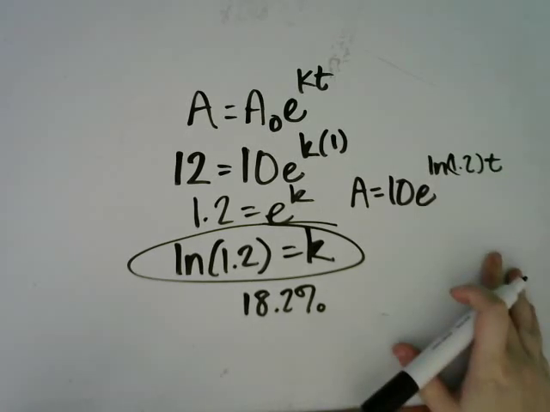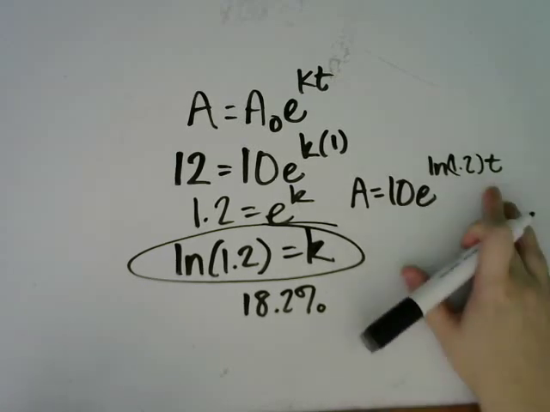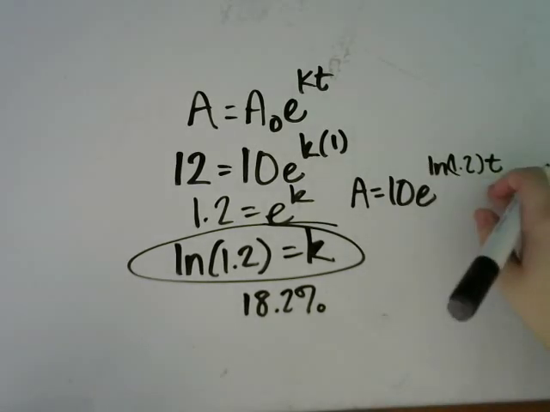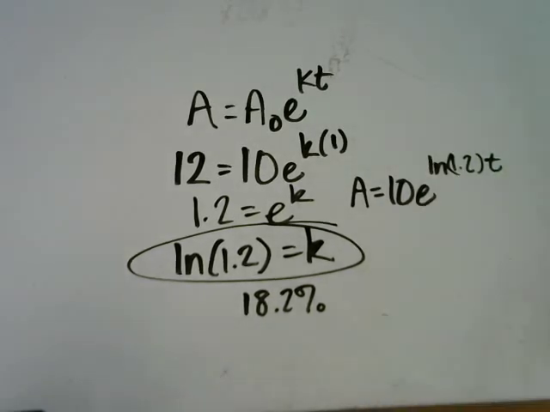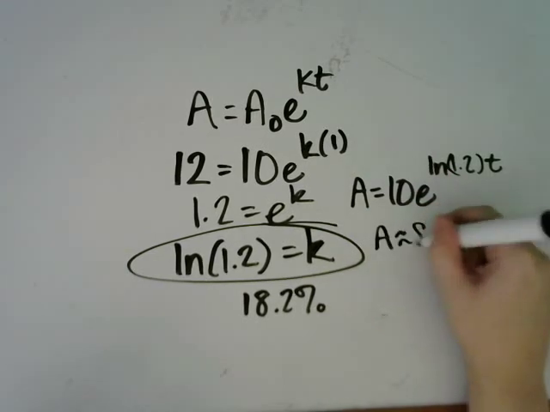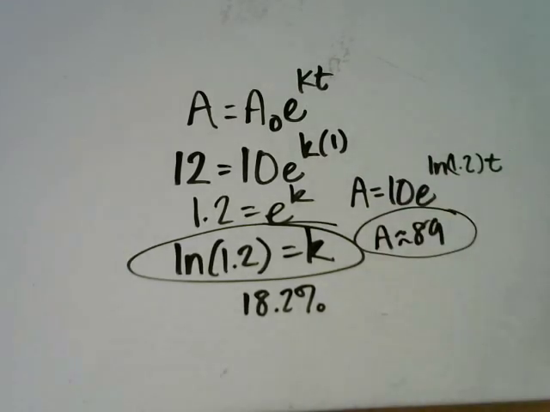How many ants will there be in 1 year? Plug in 12 for time, since in this case time represents months instead of years, and we get that there would be approximately 89 ants after 1 year.